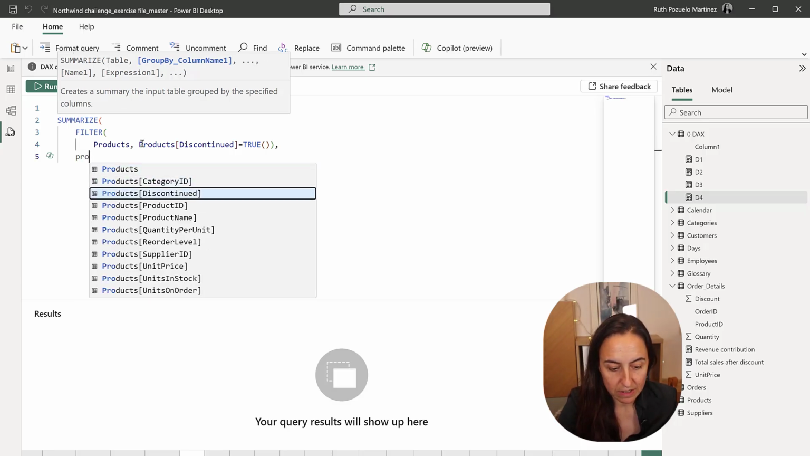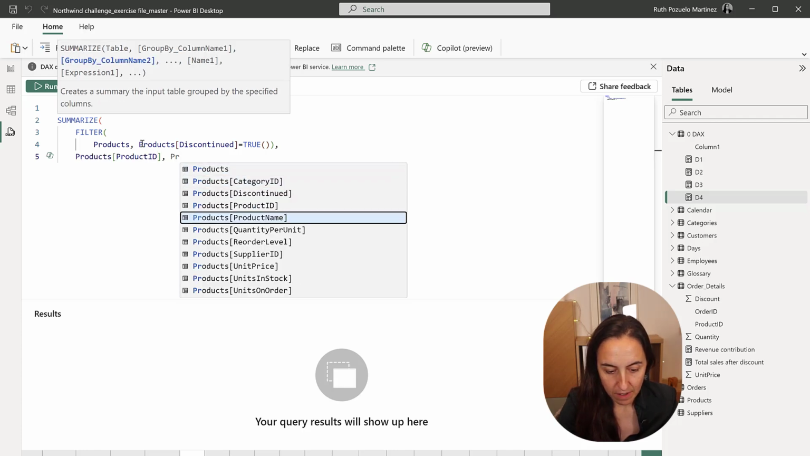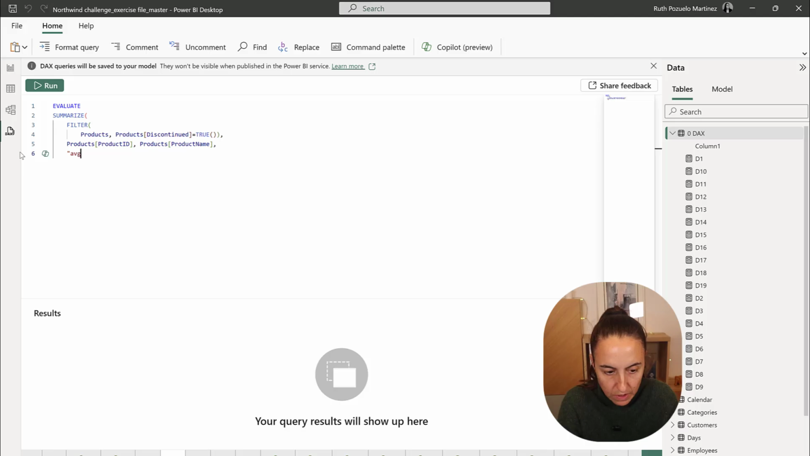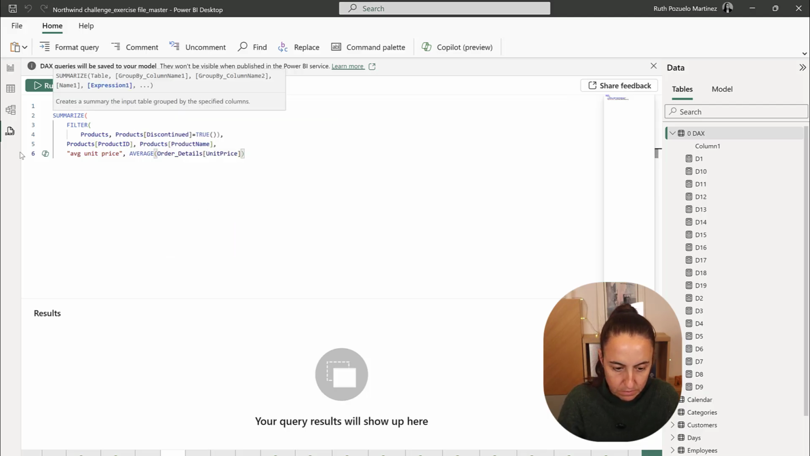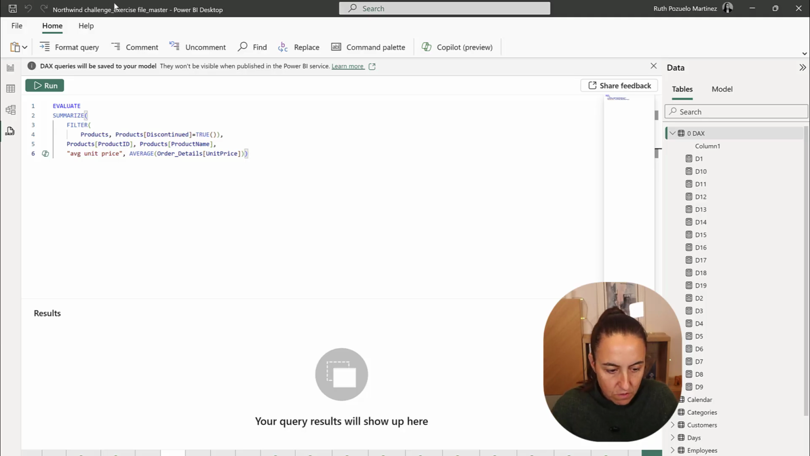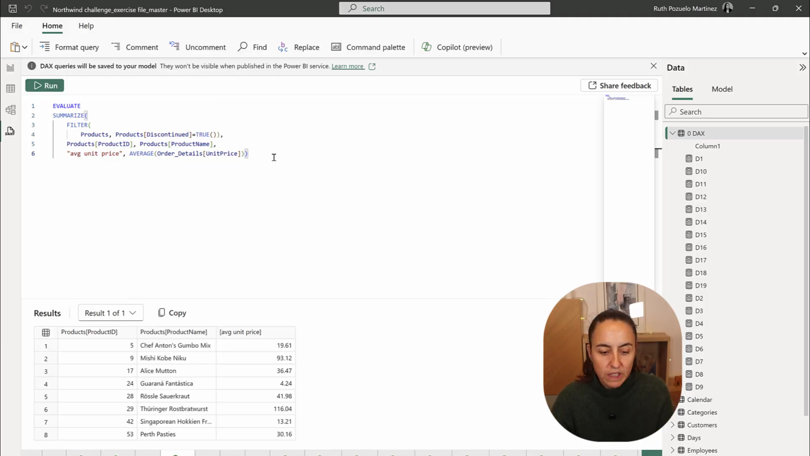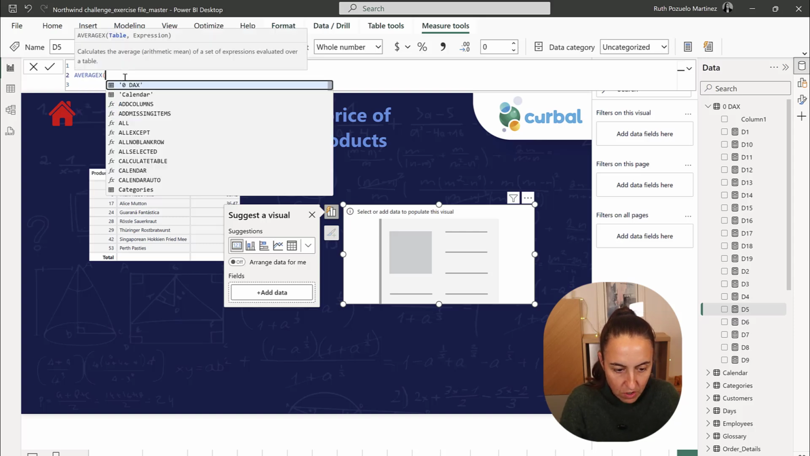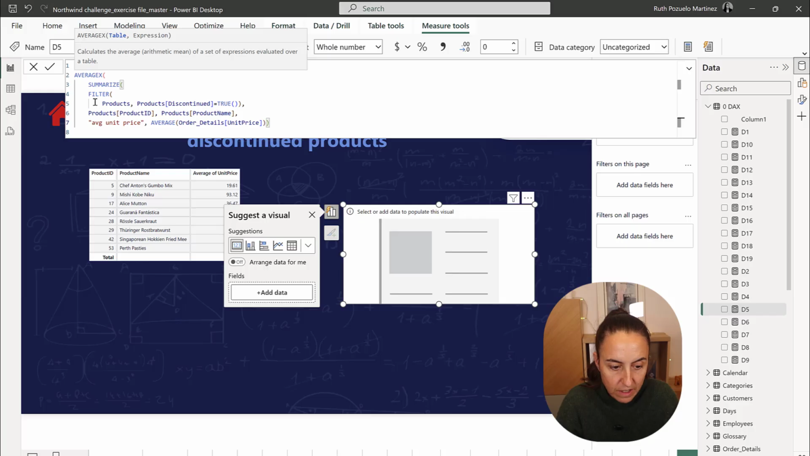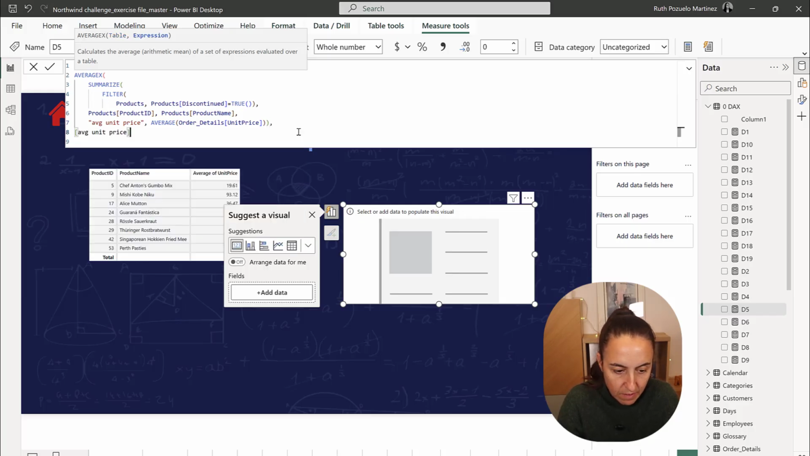And then we're going to have the product ID and the product name. And once we have that, we're going to calculate the average unit price, which is going to be the AVERAGE of unit price. Close everything, run. Right, and what we need to do now is to calculate the average of the unit price column. So we're going to copy these. I'm going to go to D5. And then I am going to do the average of the table that we just created. And then the average is going to be the average of unit price.